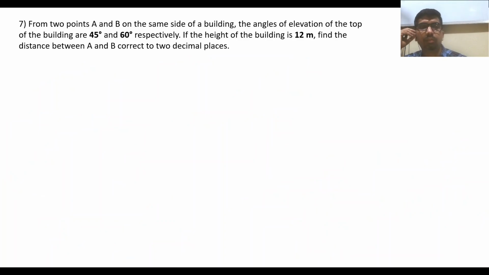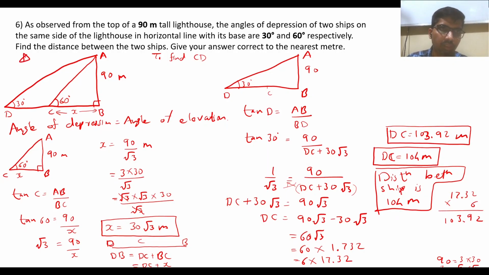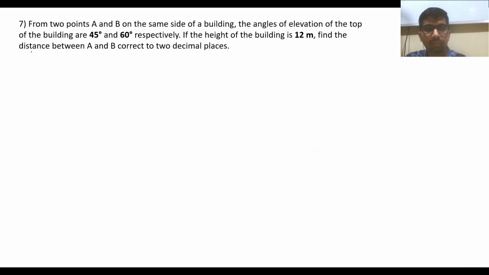Now another sum, the building sum. Again good for architects. I would prefer that you star mark this and practice this question for the exam. From two points A and B on the same side of a building, the angles of elevation of the top of the building are 45 and 60 degree. The same values were used here, but here it was 30. So the values are different. If the height of the building is 12 meters, find the distance between A and B to two decimal places. Same sum as before. Okay, so they are on the same side of the building.